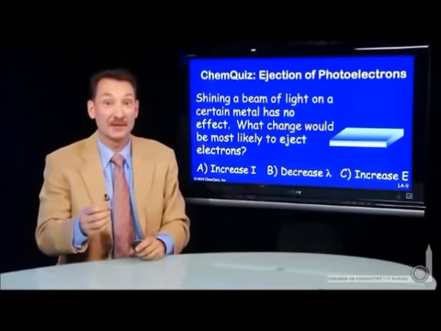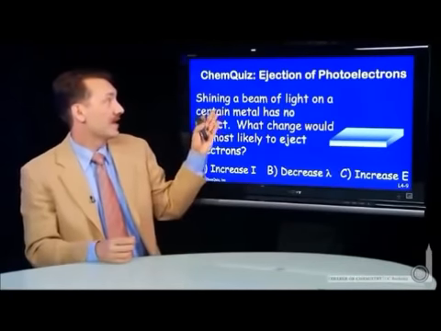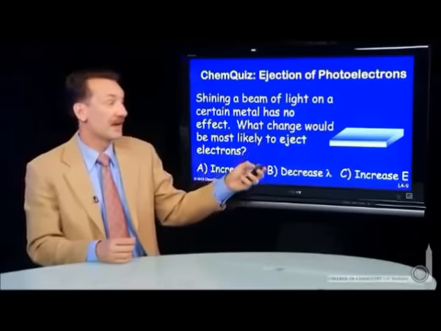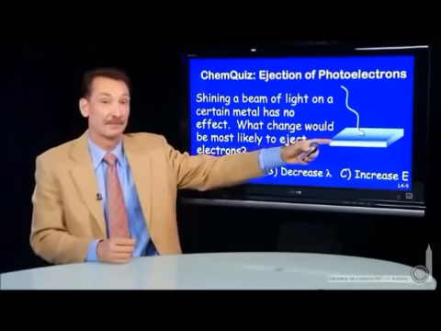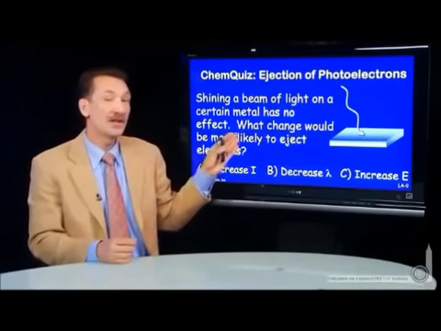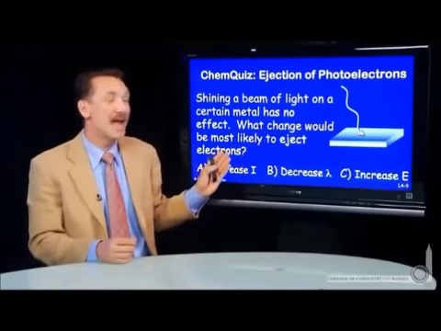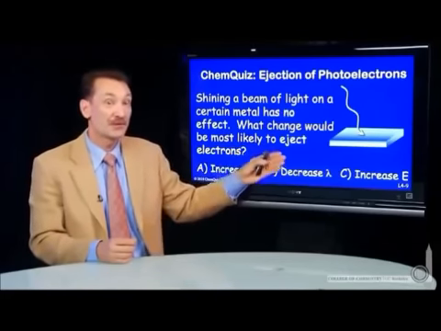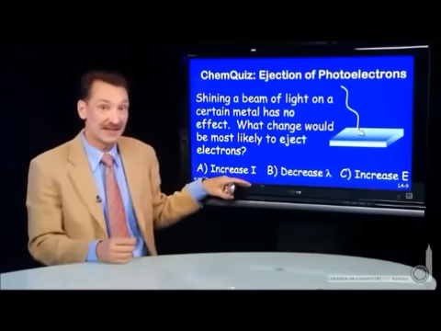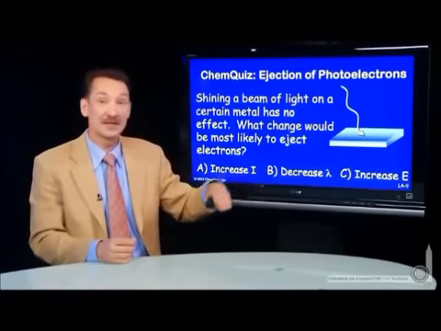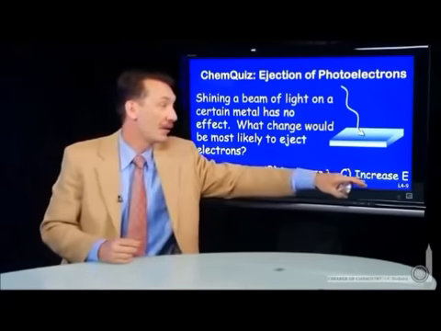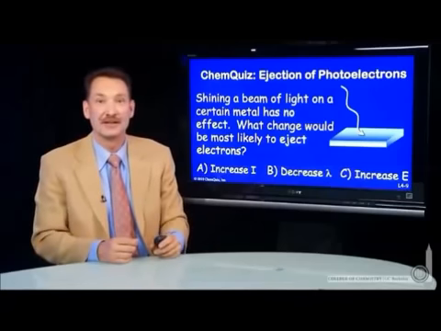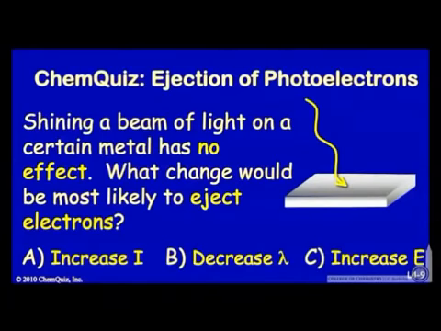Let's talk about the photoelectric effect in terms of a chem quiz. If we shine a beam of light on a certain metal, it has no effect. The question I have for you is, what change in that beam should I make in my best hope to eject electrons? Should I increase the intensity of the light, decrease the wavelength of the light, or increase the energy of the light? Think about that for a minute and make a selection.